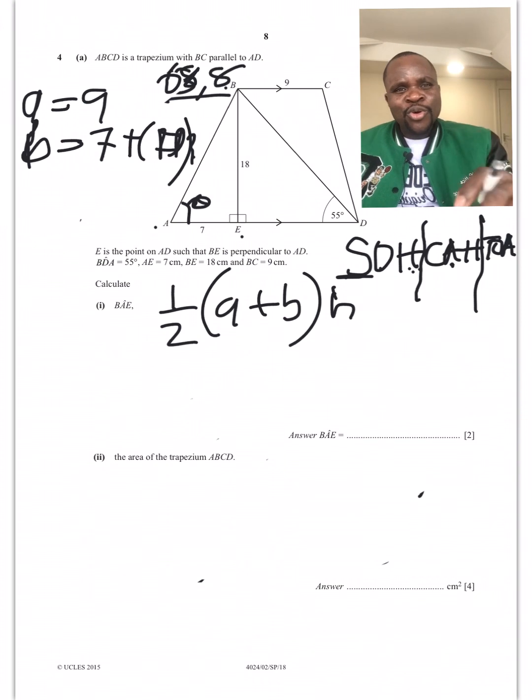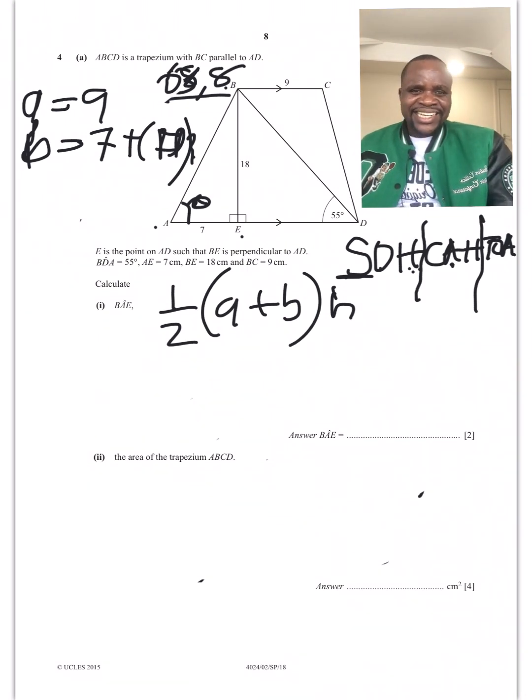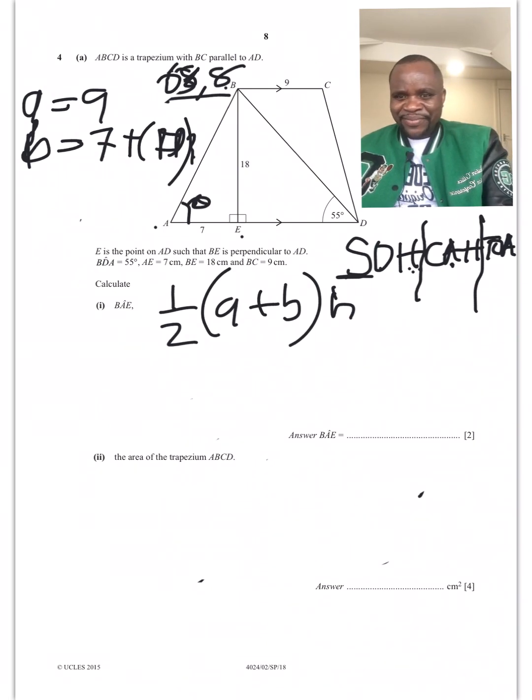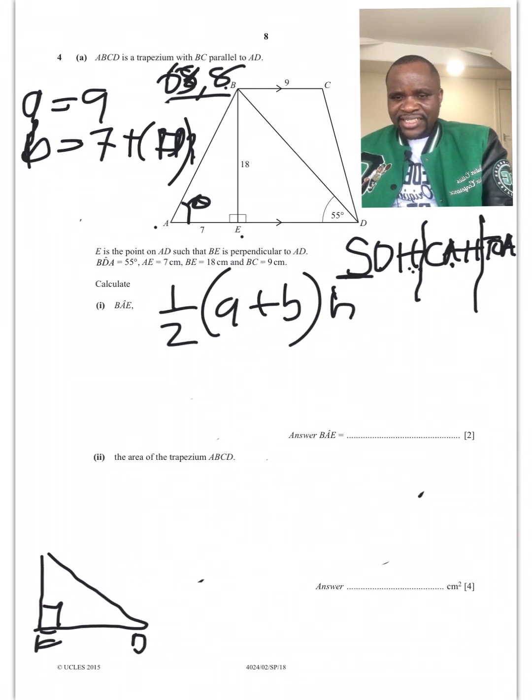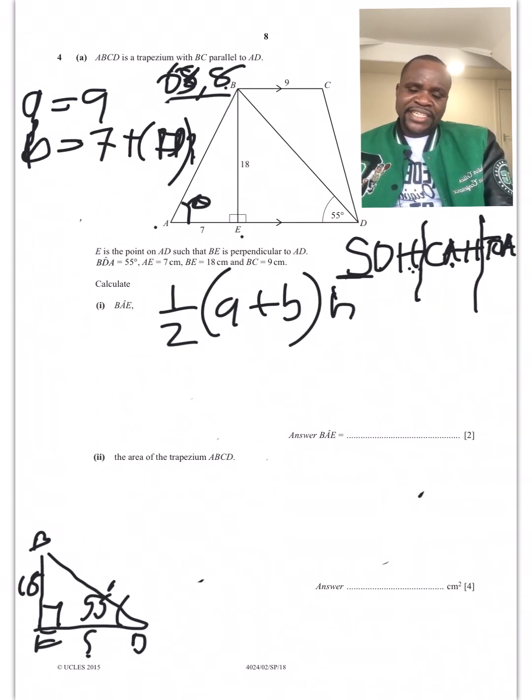Now, how do you find ED? We still have the triangle. Let me write it here. We still have a right angle triangle, with E, D, and then B there. Then we have 18 there, and we are given an angle there which is 55 degrees. That's the question mark there. We want to find ED.